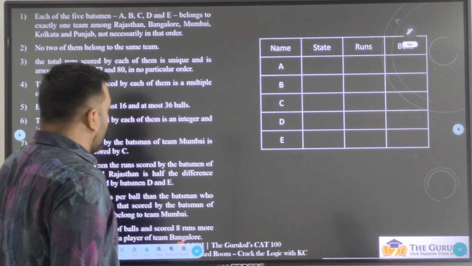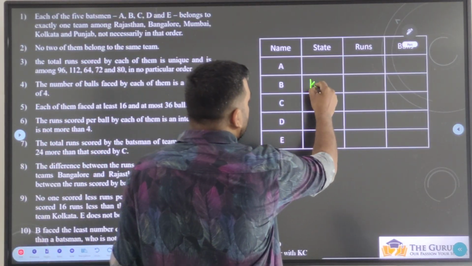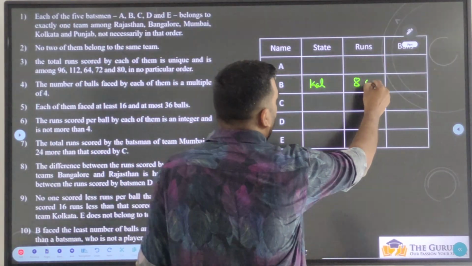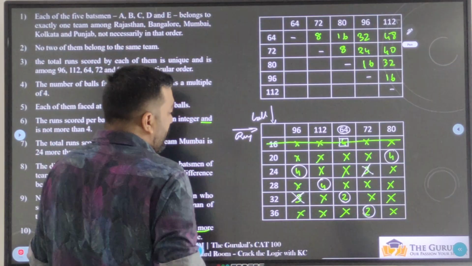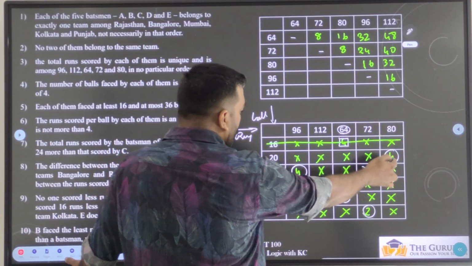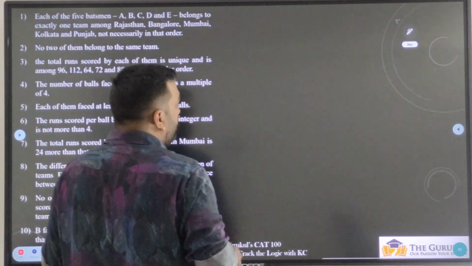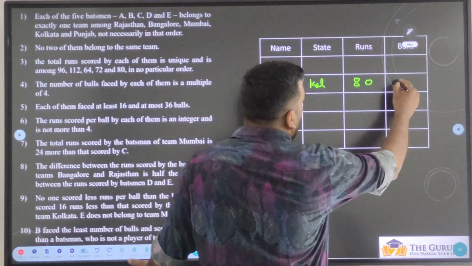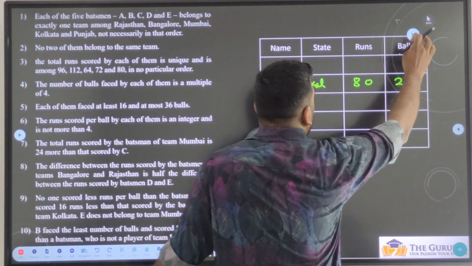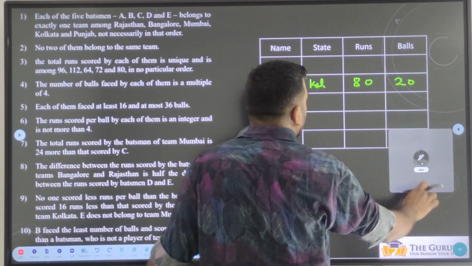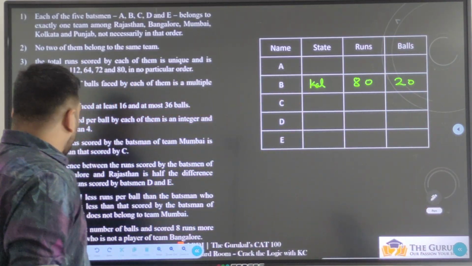If you observe carefully, 80 runs is with B, which means B is from Calcutta. I know something. Okay, let's draw the table. B is from Calcutta. He got 80 runs. And what is happening with that 80 runs? 80 runs, number of balls 20. Very good. 20 balls. Okay, that is the first one.